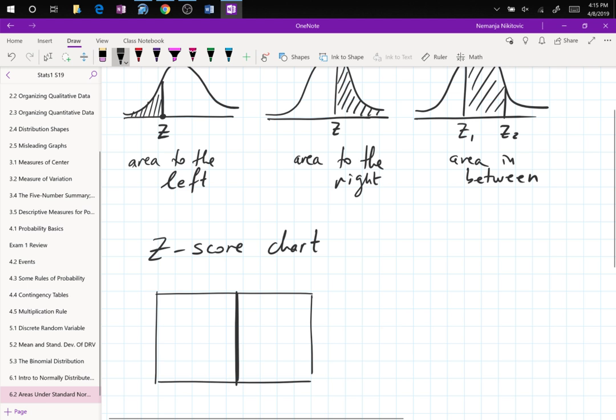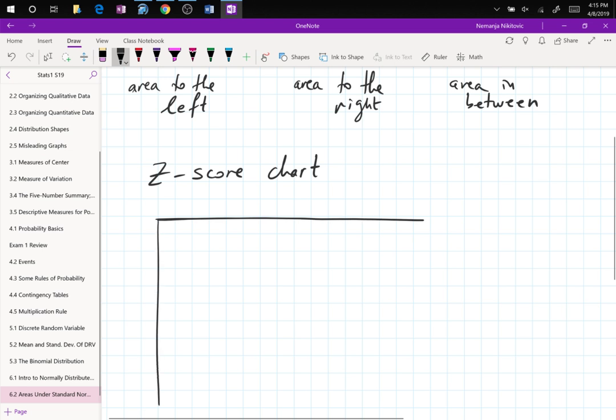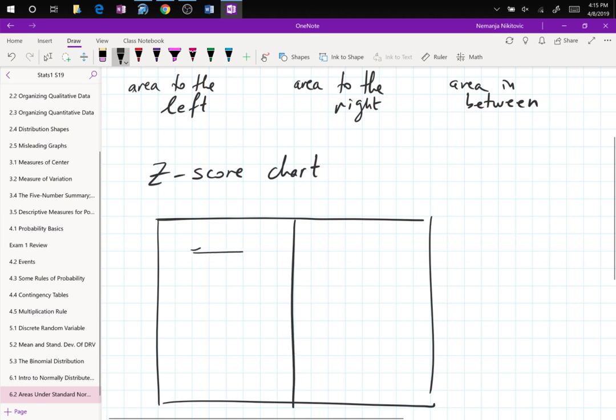So, you know what? I'm going to make this much larger. There we go. So, usually, you will have this. And then that. There we go.